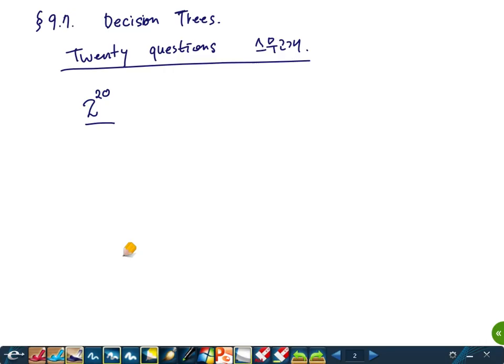So we will see that this kind of question can be described in terms of binary trees. First, you have question number 1. The output could be yes or no, so there are 2 possibilities. For each output, you have different questions, and for each question you have 2 outputs. So after 20 questions, we have many outputs in the terminal vertices. This is how we describe this game in terms of a tree.